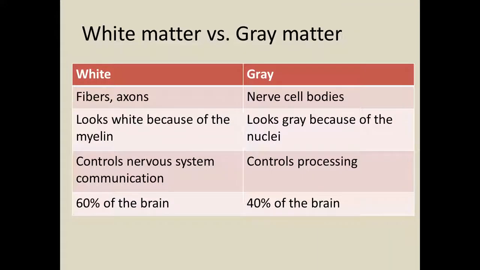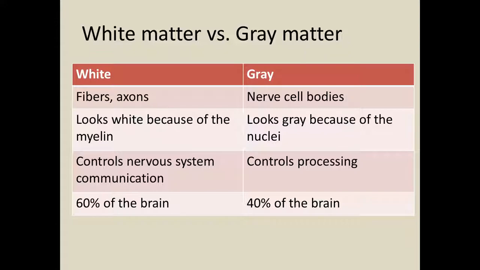In the brain, we have white matter versus gray matter. It's based on their color, even though the gray is really just slightly off-white. It's kind of hard to tell the difference. You kind of have to look at a real live brain to be able to see, which none of us are going to do, I hope.